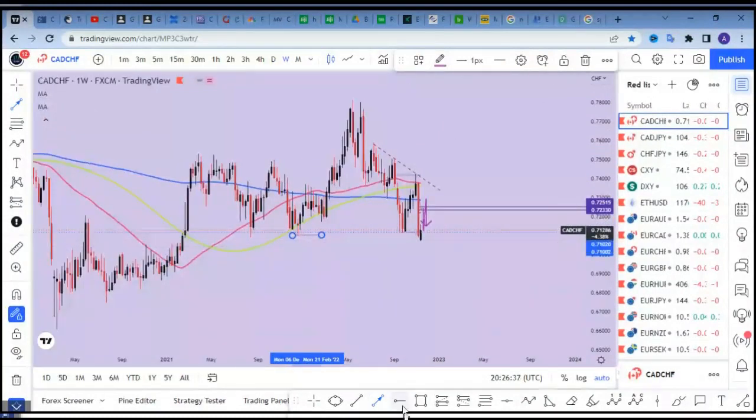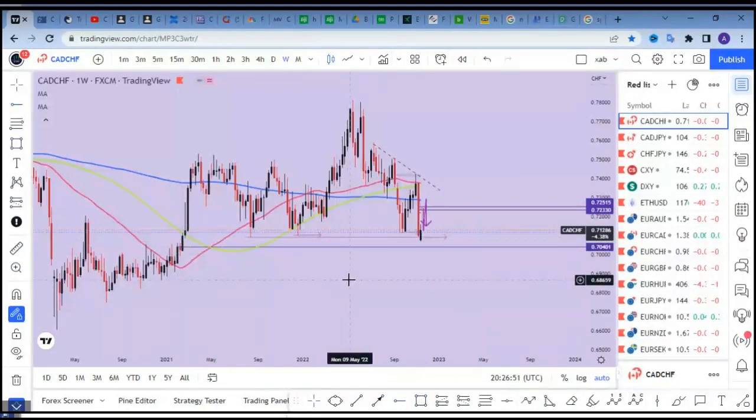In fact, I can see that this feels like we just took out liquidity. Equal lows liquidity, which means that price is most likely still going to target this area. So we should see price come lower into this zone before we see any possibility of a bullish movement back to the top on CAD CHF. So that's my bias on CAD CHF.